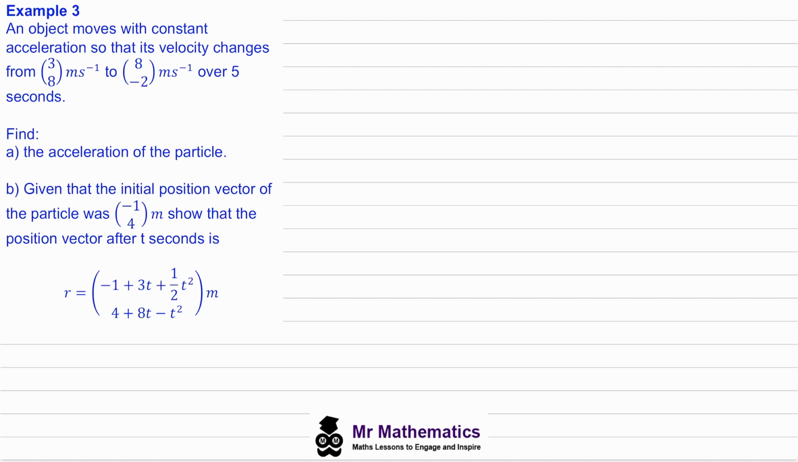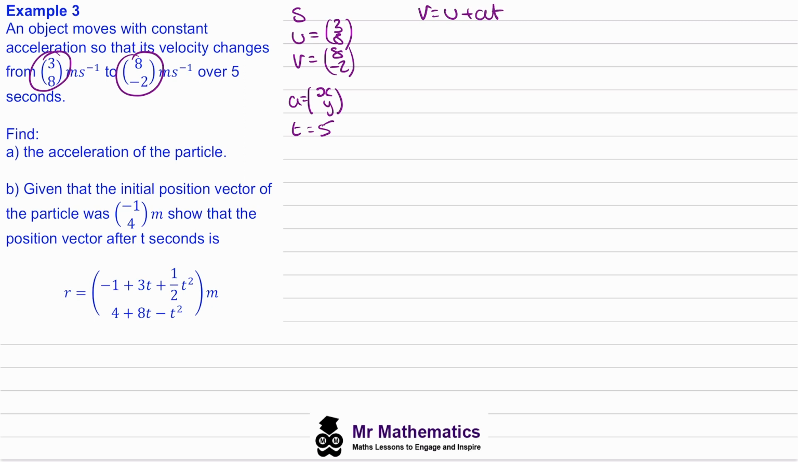Okay, so the first thing we need to do to work out the acceleration is to use our SUVAT formulae. We know displacement isn't asked for or given in the question. We know the initial velocity is given as (3, 8). The final velocity after 5 seconds is given as (8, -2). The acceleration we don't know, but we've been asked to find, so this will be (x, y). We know acceleration is a vector, and t is 5 seconds. So we're going to use v = u + at.